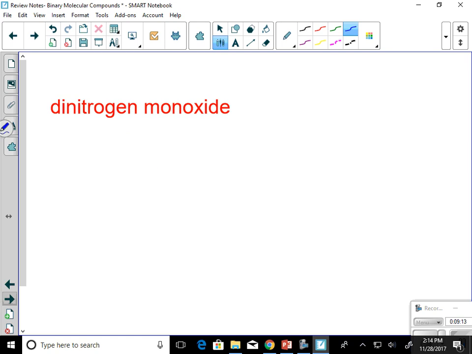My third example, dinitrogen monoxide. Nitrogen, how many? 2. Oxides, how many? 1. Okay. So we do put the mono on the second element. Dinitrogen monoxide.